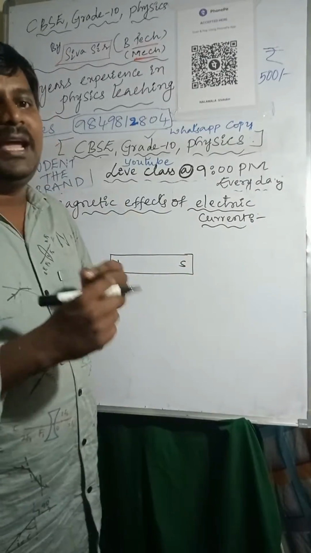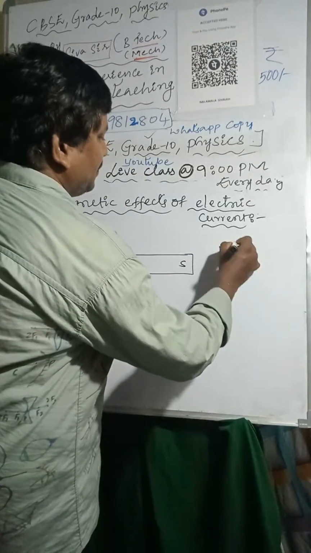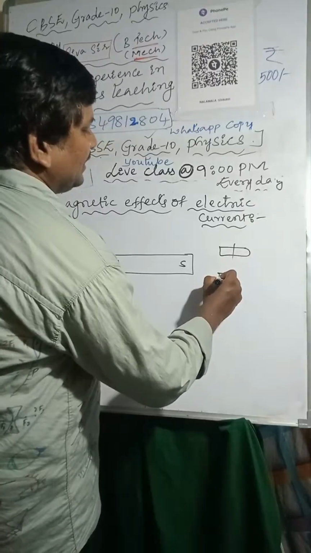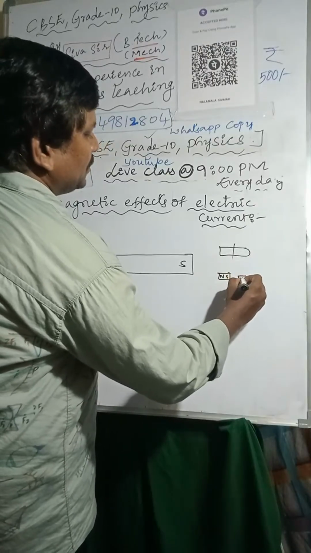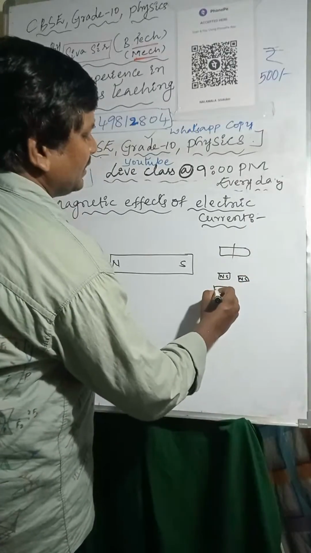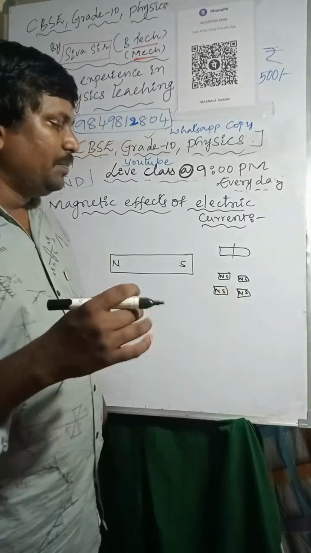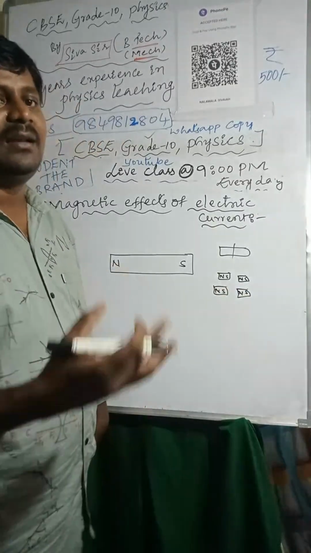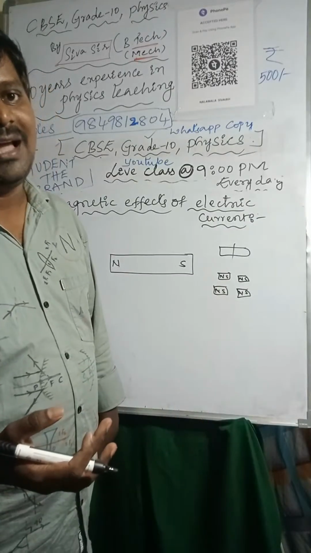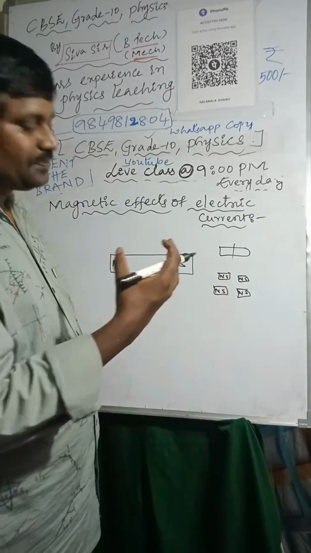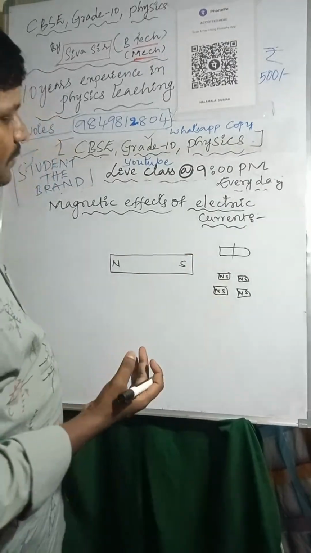If you break this magnet into 2 pieces, each piece again has 2 poles. If you break it again, it again has 2 poles. If you break each and every time, the magnet will always have 2 poles. So that is about the magnet and magnetic poles.